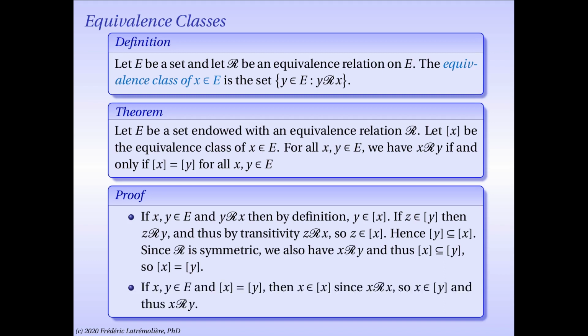Conversely, let x and y be elements of E whose equivalence classes are equal. First, because the equivalence relation is reflexive, x belongs to its own equivalence class. But then that means that x belongs to the equivalence class of y, since it's equal to the equivalence class of x. And therefore we conclude by definition that x is indeed equivalent to y. This concludes our proof that we have indeed transformed an equivalence relation on the set E into an equality between equivalence classes.